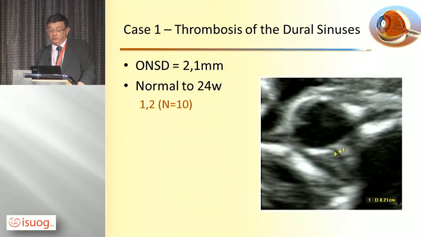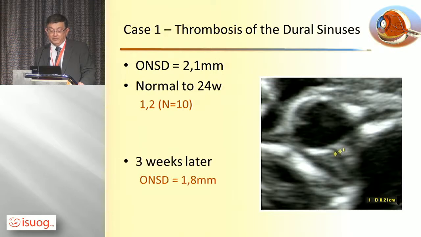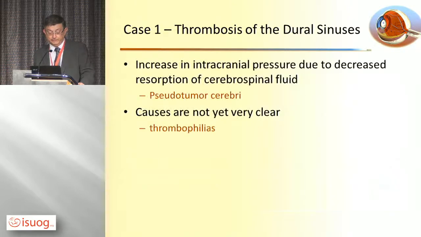What we did in this case, because of the supposed increased intracranial pressure, was to measure the diameter at 24 weeks. The normal is around 1.2 millimeters, and it was 2.1, probably indicating increased intracranial pressure. In this case, the pregnancy continued, and after 3 weeks, the thrombus started to go down in size, and also the size of the optic nerve sheath started to go down.